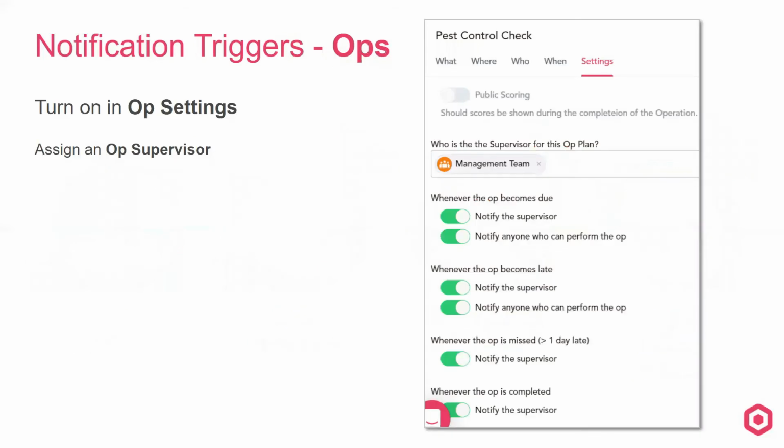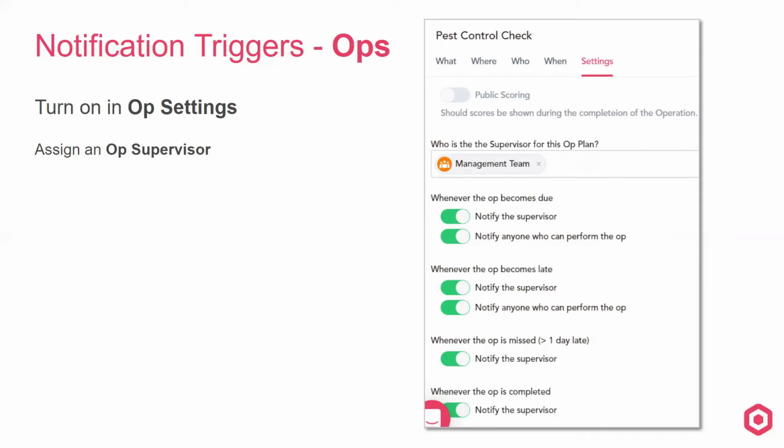So if you want to turn these notifications on or off, you would open up the op. So this time we're looking at our pest control op. And after you've defined what needs to be done, which site it needs to be done at, which is where, who needs to do it, which is the teams, and when it needs to be done, then you can go to the settings. The settings tab allows you to assign a supervisor. In this case, it's the management team, and the supervisor can either be a team or it could be a role, so certain types of people within the management team.